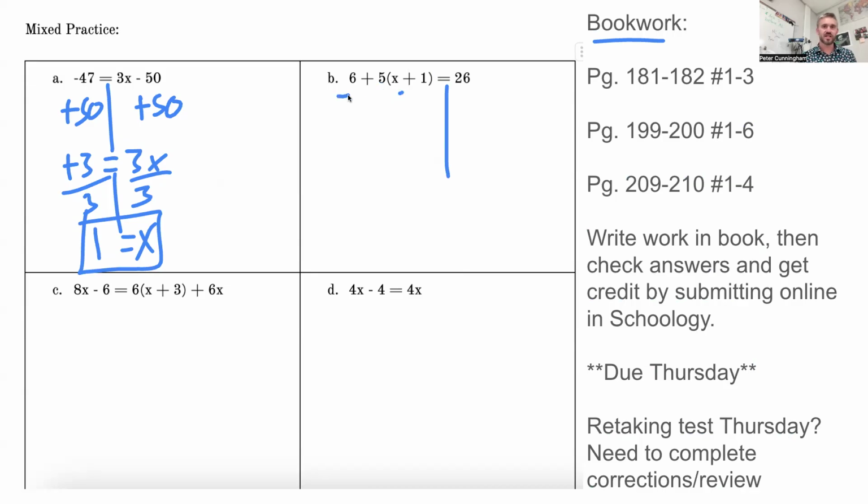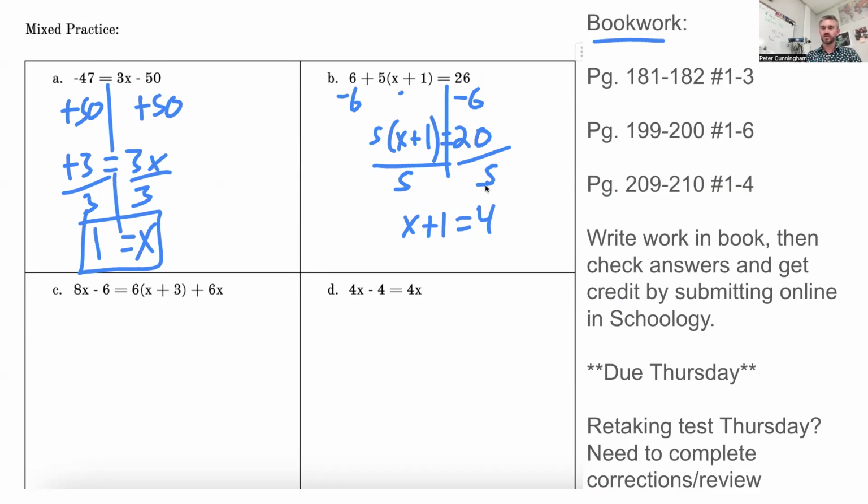In this case, I would take 6 away first. You don't have to have done it that way. That's how I would do it. So 5x plus 1 equals 20. And personally, I like getting rid of the 5 now by just dividing. Now I have x plus 1 equals 4. That's why I like dividing. I can deal with smaller numbers. It's a little easier, less likely to make mistakes. So take 1 away. X equals 3.